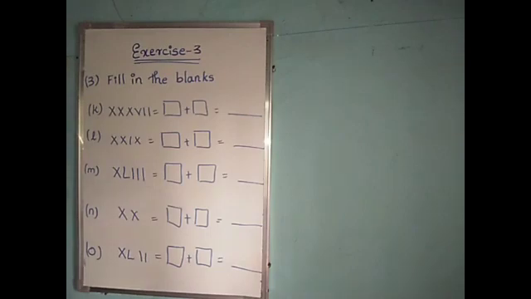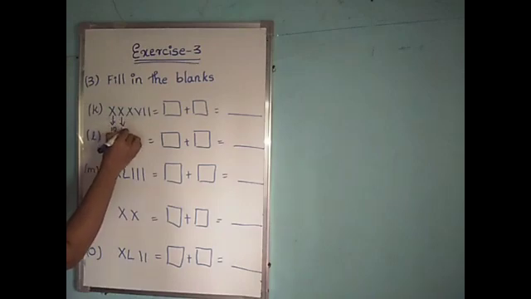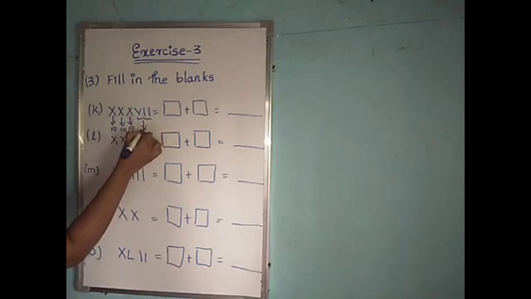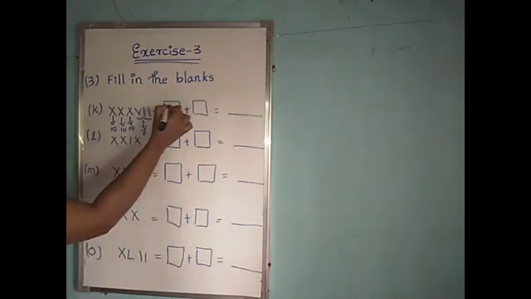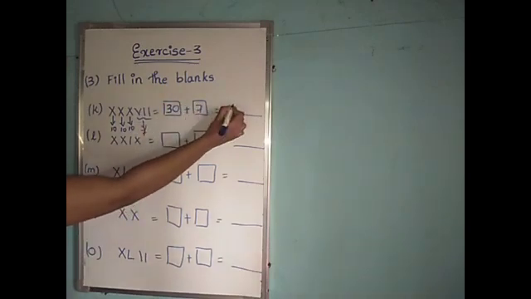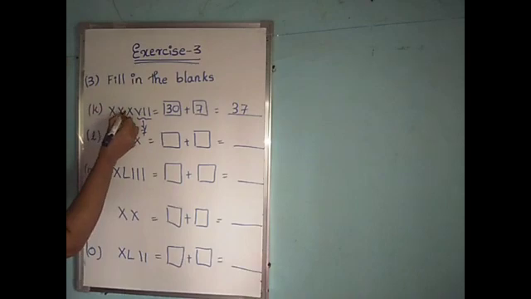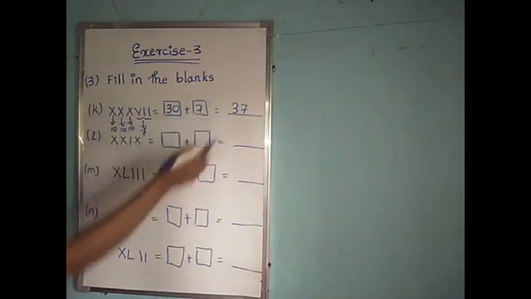Next K1. Here X is the symbol of 10, X is the symbol of 10, X is the symbol of 10, VII is the symbol of 7. Here how many times X is repeated? 3 times. So we have to add 3 times 10. So 10 plus 10, 20, 20 plus 10, 30. So 30 plus 7, 37. So XXXVII is equal to 37.